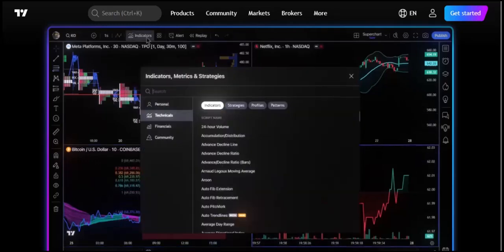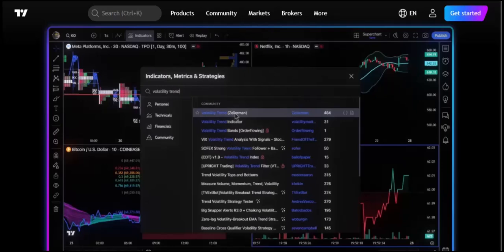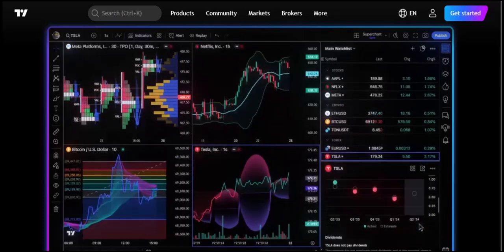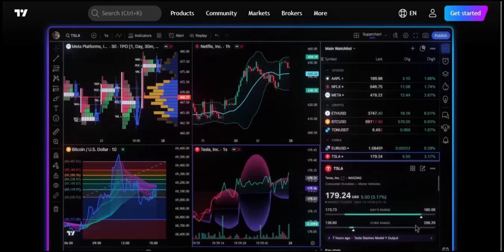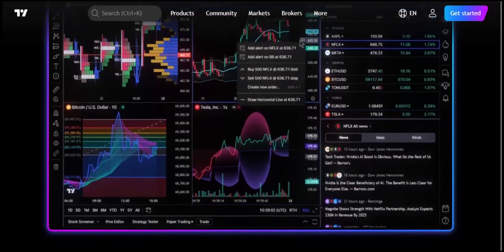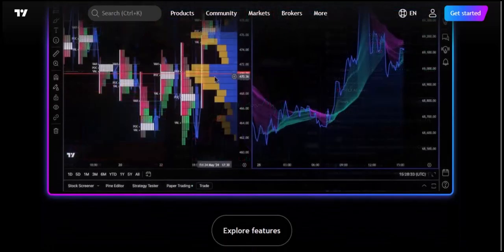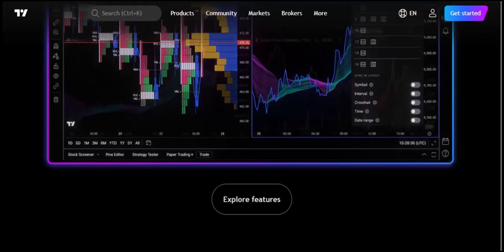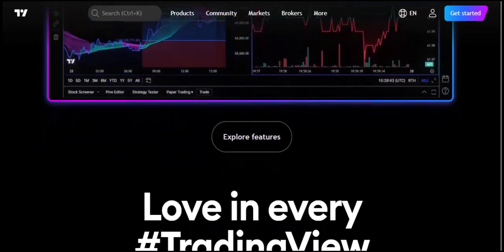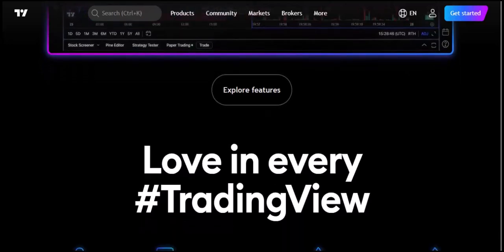Now, if you want to get serious, you'll need to look at their paid subscriptions. The next step up is the Essential plan. This starts at around $15 per month when billed annually. With Essential, you get an ad-free experience, 5 indicators per chart, 2 charts in one layout, and more price and technical alerts. It's a significant upgrade that makes your charting and analysis much more efficient.